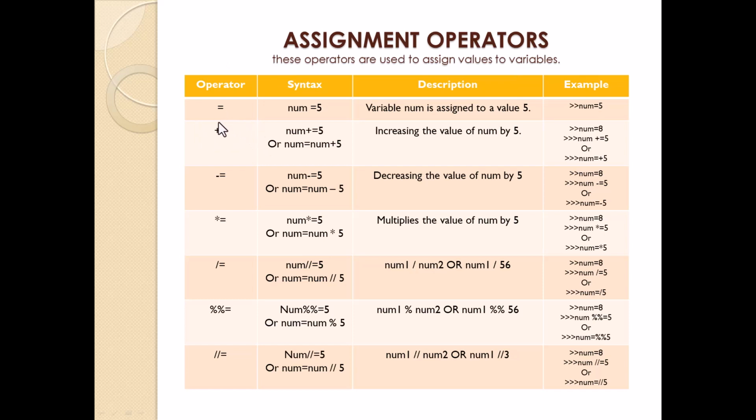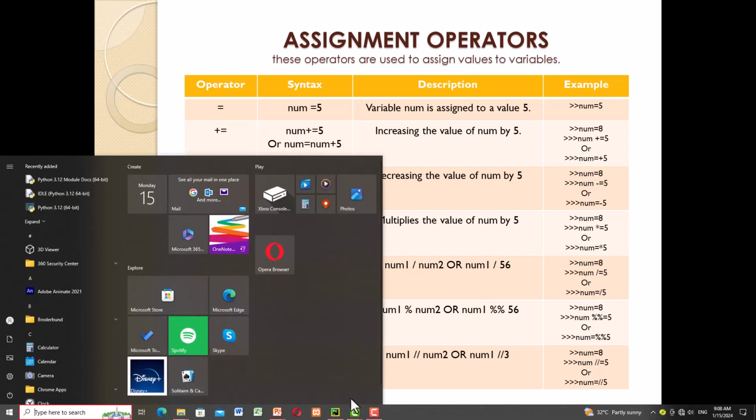Now we have a different one here, which is the plus equal. This plus equal means that we are increasing the value of the variable called num by 5. And here we are decreasing the value of the variable called num by 5. Here we're also multiplying the value of num by 5. Here floor division and the rest, we can apply the same thing. So let's go to our portal and do that.